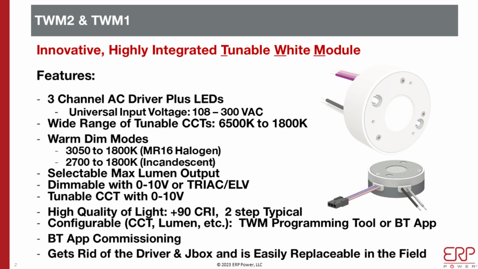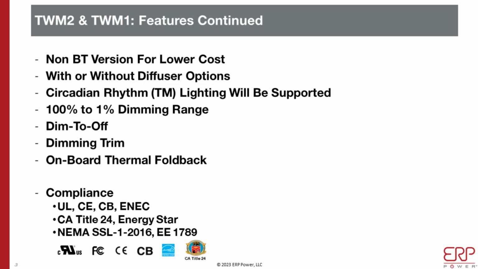But most importantly, one of the main advantages or features of this part is that the driver is already embedded, it gets rid of the J box, and it is very easily replaceable in the field because it is top mounted. So you can think of it as a light bulb. You just plug that in. As you know, if things are already mounted and mudded, sometimes you can't have access to the driver, and it's a big fiasco to get back to servicing the fixture. But in this case, it is top mounted, as I said, just treat it as a simple light bulb.